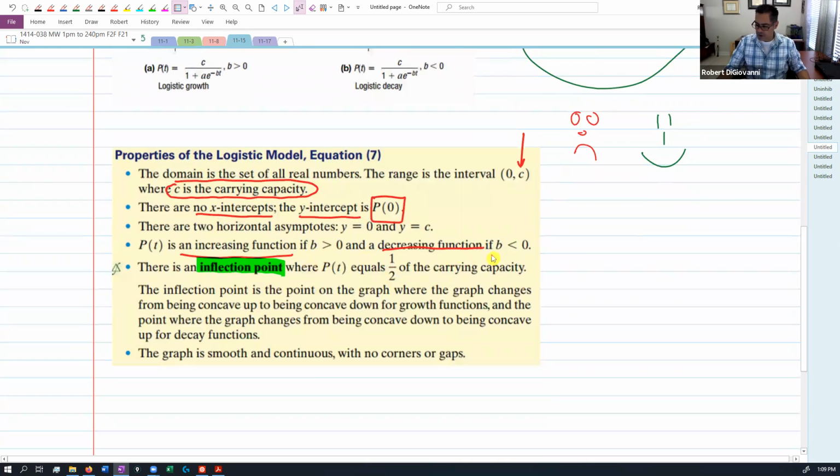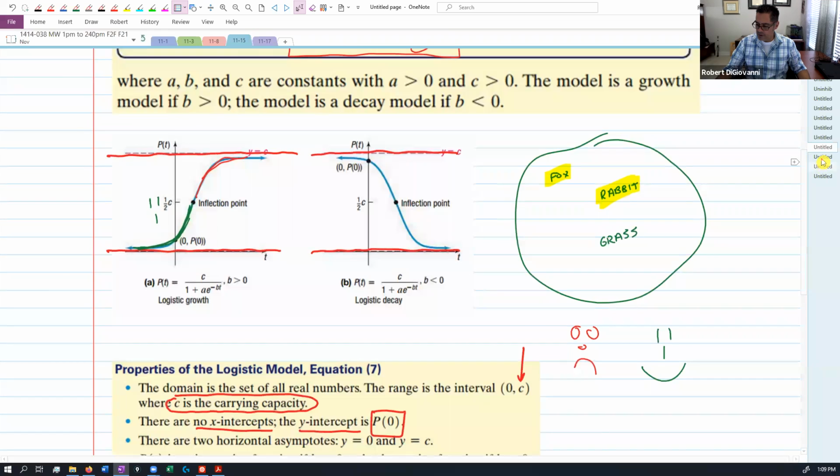Okay, that's pretty much it. I think we're ready. We've got the basic idea here. Let's look at a problem.